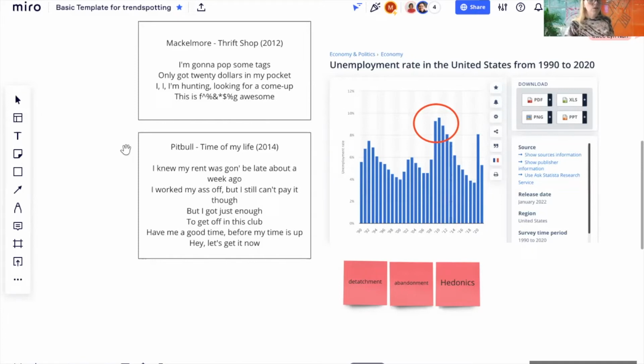I knew my rent was going to be late about a week ago. I worked my ass off, but I still can't pay it though. But I just got enough to get off this club, have me a good time before my time is up.